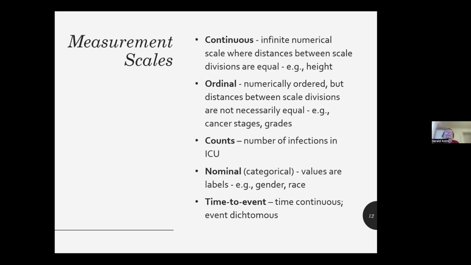When we decide which statistic to do, or what's the appropriate statistic, we also need to consider how our variables are measured, particularly our outcome variable or dependent variable. The common measurement scales that you see defined are, first of all, a continuous measurement, where you have an infinite numerical scale and the distances between scale divisions are equal.